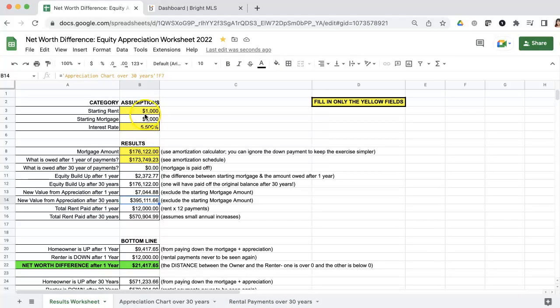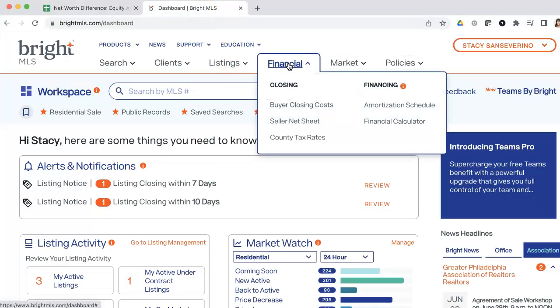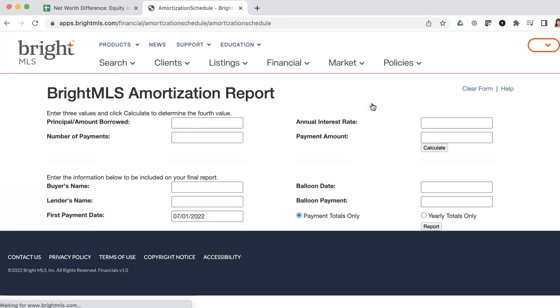Okay, so now how do we fill this in? Our starting rent is $1,000. The starting mortgage is the same, so it's just grabbing what's above. And we're going to use 5.5% interest. So we'll go to Bright MLS, and we'll go to Financial, and we'll go to Amortization Calculator.